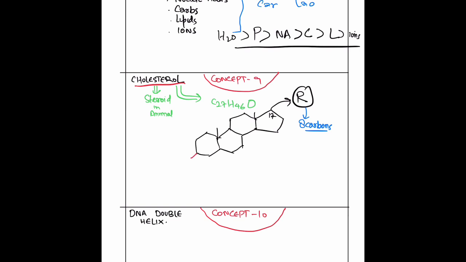Now important, at carbon number 3 we have an OH group, and at carbon number 5 and 6 we have a double bond. This is how you identify the cholesterol molecule. A hydroxy group at carbon number 3, a double bond at carbon number 5 and 6, and an 8 carbon hydrocarbon chain at carbon number 17. You can just look and remember OH, double bond, and R. This is what will help you to identify the cholesterol molecule.